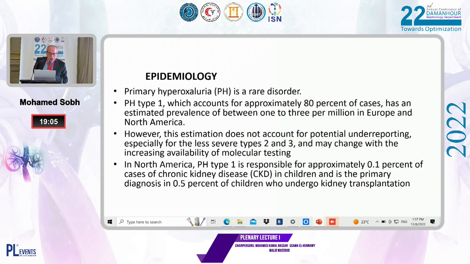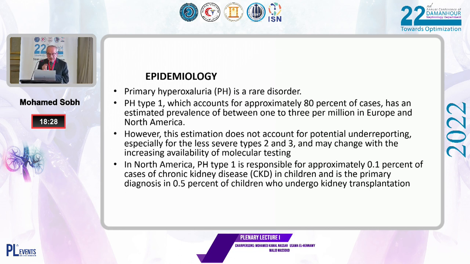If we come to the epidemiology, I am bringing this information from the most up-to-date version, but I think it needs revision, since I think the incidence is more than reported, as we meet many cases every month or every week. Primary hyperoxaluria is a rare disorder. Type 1, which accounts for approximately 80% of the cases, has an estimated prevalence of between 1 to 3 per million in Europe and America, but this is talking about type 1. Type 2, type 3, and others are not reported.